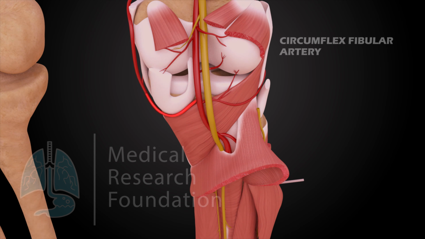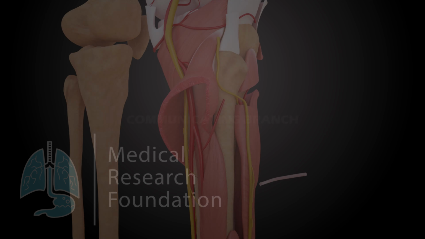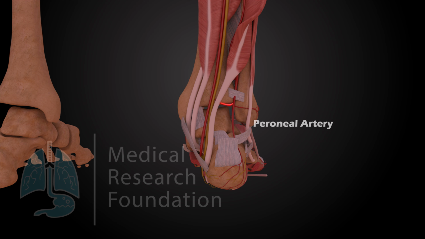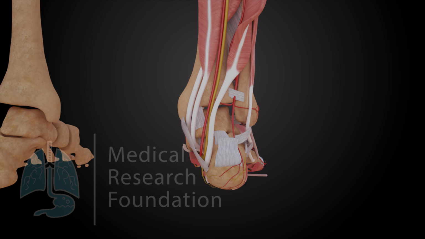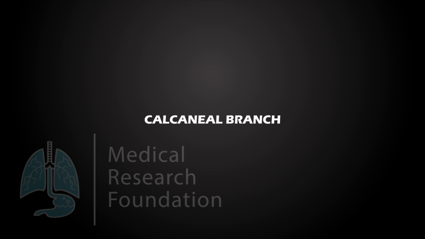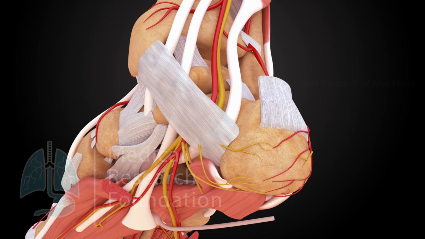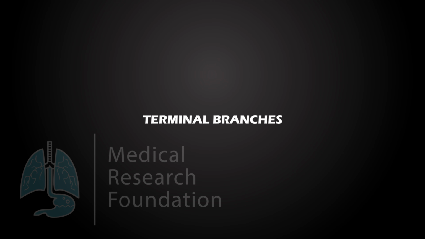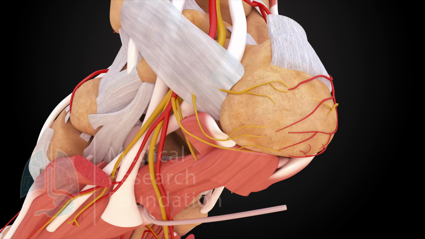Circumflex fibular artery. It encircles the lateral side of the neck of the fibula. Communicating branch. It joins with a similar branch of peroneal artery, about 5 centimeters above the ankle. Medial malleolar branch. It passes towards the medial malleolus. Calcaneal branch. It pierces the flexor retinaculum and supplies soft tissues of the heel. Terminal branches. These are medial and lateral plantar arteries of the sole.